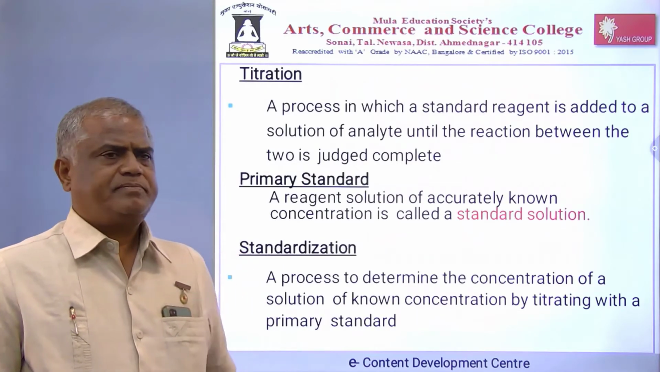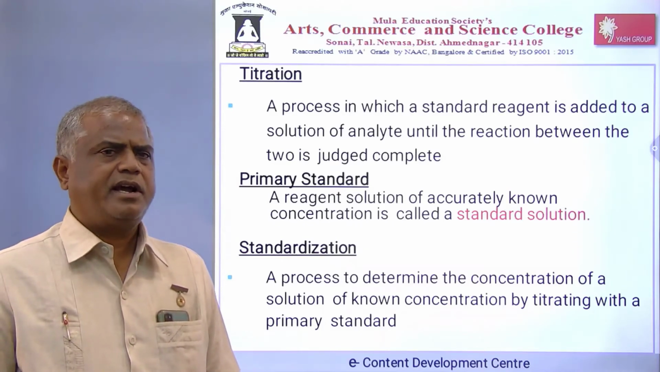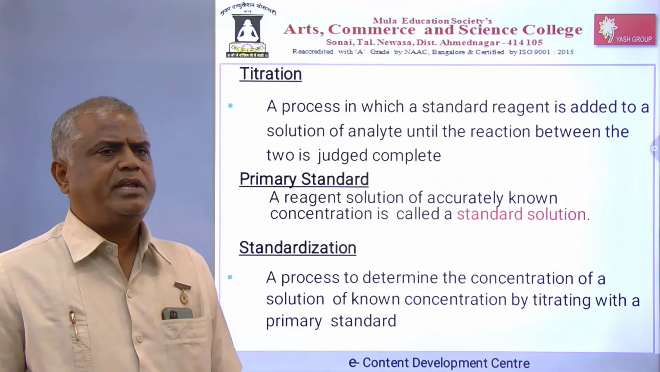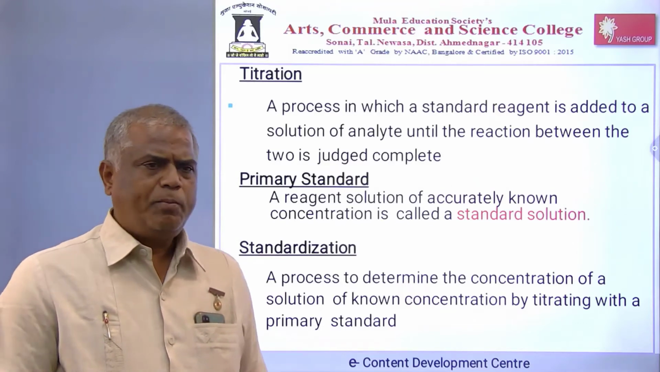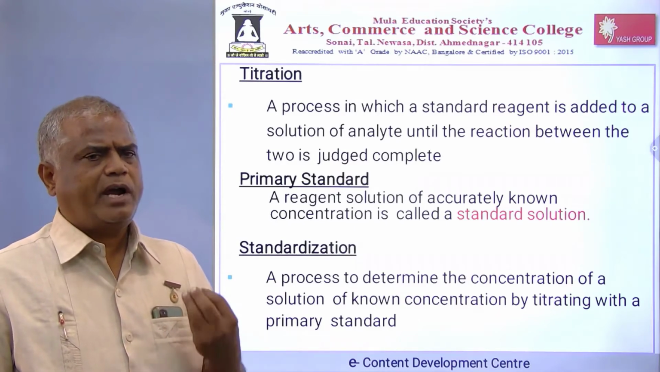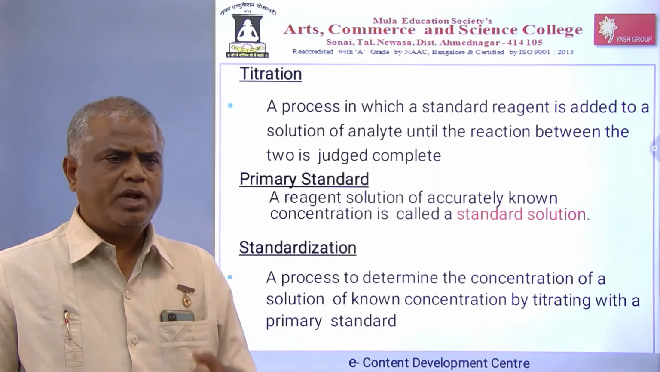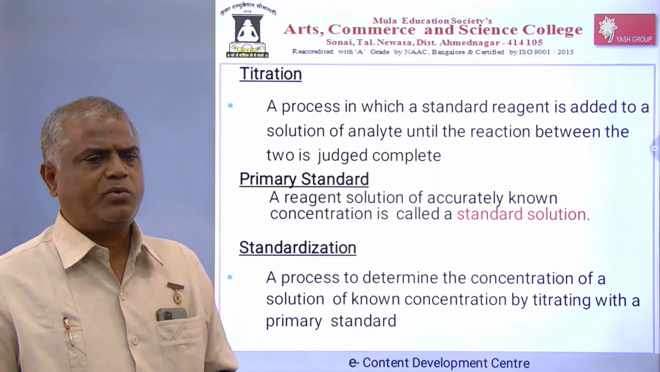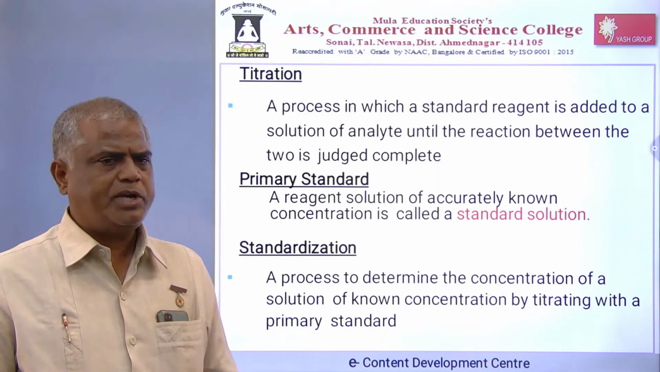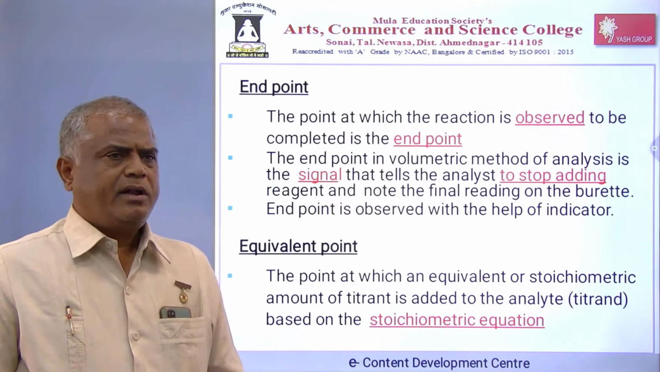Now, what is titration? Titration is a process in which a standard reagent, the titrant, is added to a solution of the analyte until the reaction between the two is complete. Now, primary standard. A reagent or solution of accurately known concentration is called a standard solution. Now, during volumetric analysis, there is a standardization method. What is standardization? A process to determine the concentration of a solution by titrating it with a primary standard.